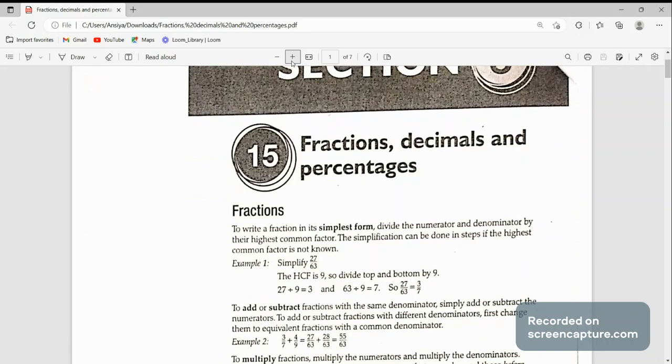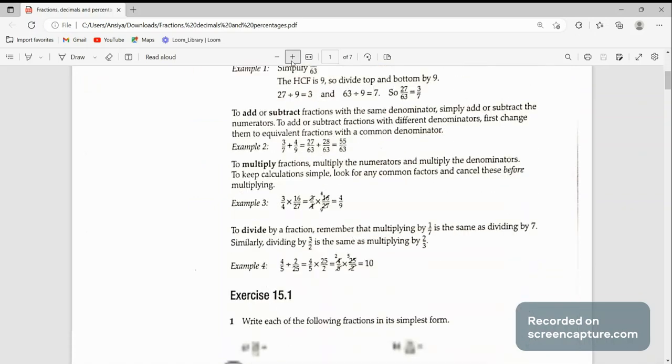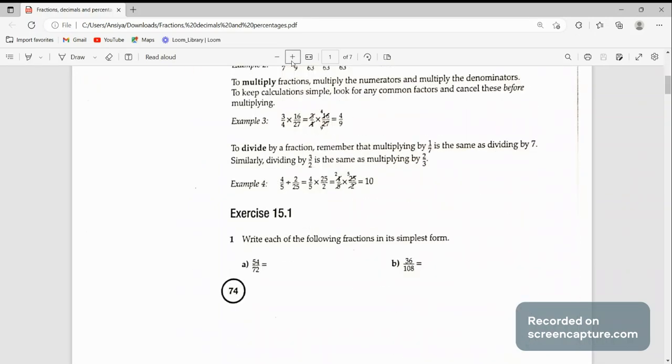So, hi students, today we are going to see fractions, decimals, percentages chapter, more worked out problems. So, the first question, write each of the following fractions in its simplest form. Okay, so the first question is 54 divided by 72. We need to see with which number we can divide 54 and 72.